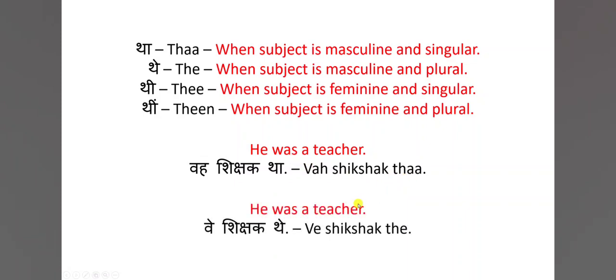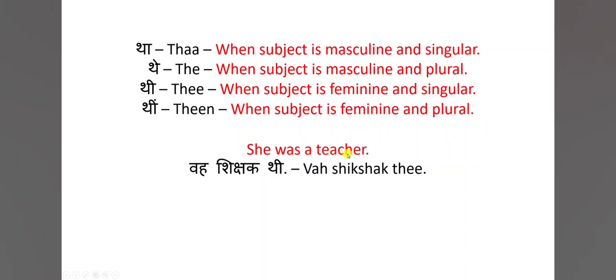If you want to pay respect and say he was a teacher, then you can say it like this. वे शिक्षक थे. वे is he, शिक्षक is teacher, थे is was. Since we are paying respect, we use the form for plural. Okay.